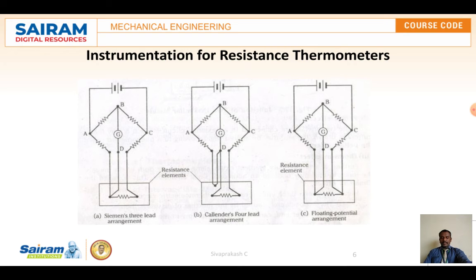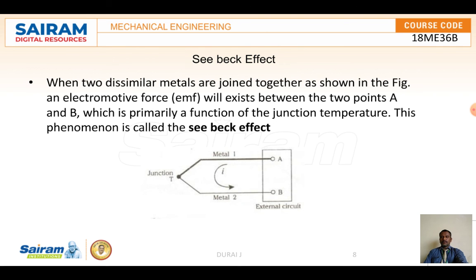Usually a null balance bridge is used, but it is limited to static and slowly changing temperatures, while deflection bridges are used for rapidly changing temperatures. To avoid the lead effects in the resistance thermometer, some more leads are introduced in the Callendar 4-lead method as well as in the floating potential arrangement. Here these two leads are connected here, and here one lead is connected. So this is about the instrumentation of the resistance thermometer.